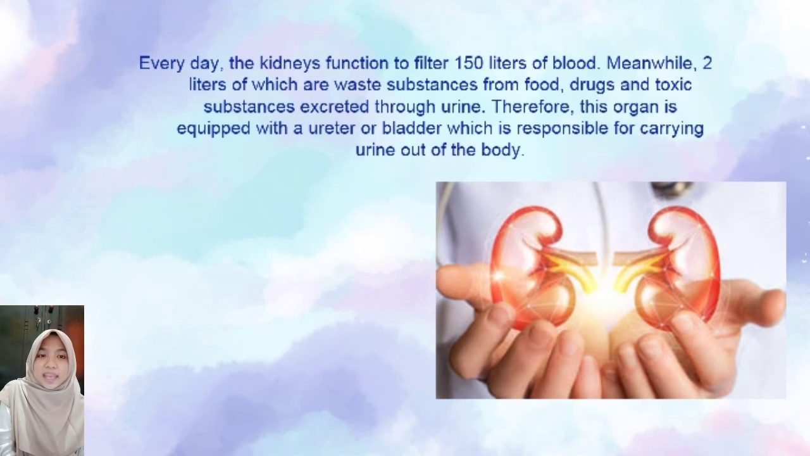Every day, the kidneys function to filter 150 liters of blood. Meanwhile, 2 liters of which are waste substances from food, drugs, and toxic substances extracted through urine. Therefore, this organ is equipped with a ureter or bladder which is responsible for carrying urine out of the body.